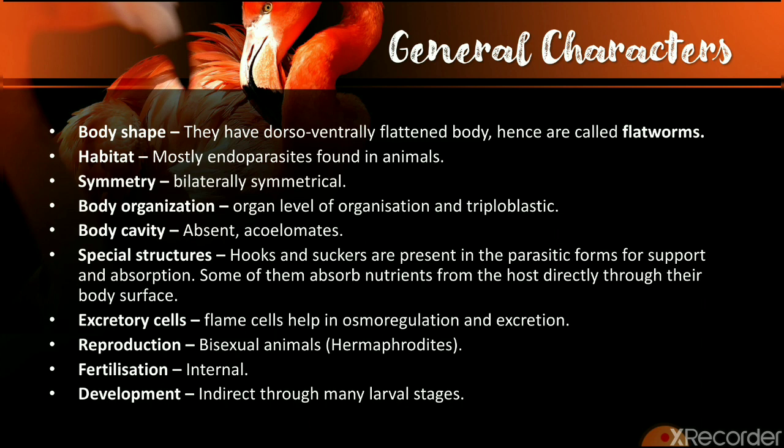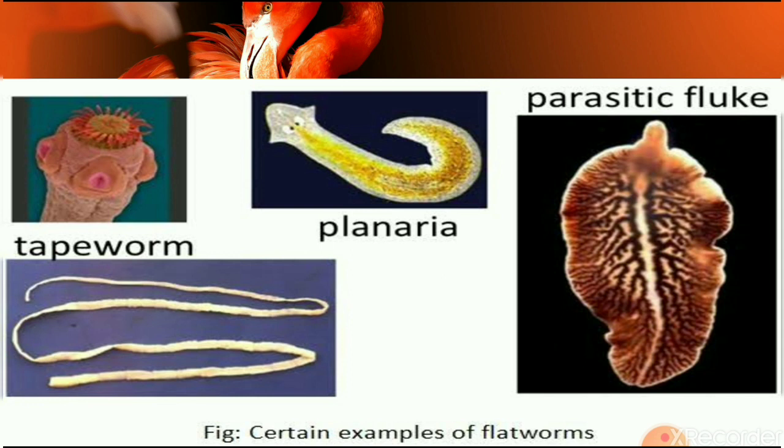Platyhelminthes are usually hermaphrodite or bisexual animals. Internal fertilization takes place in them. They show indirect development through many larval stages. Here are some examples of phylum Platyhelminthes like tapeworm, planaria, liver fluke, etc.